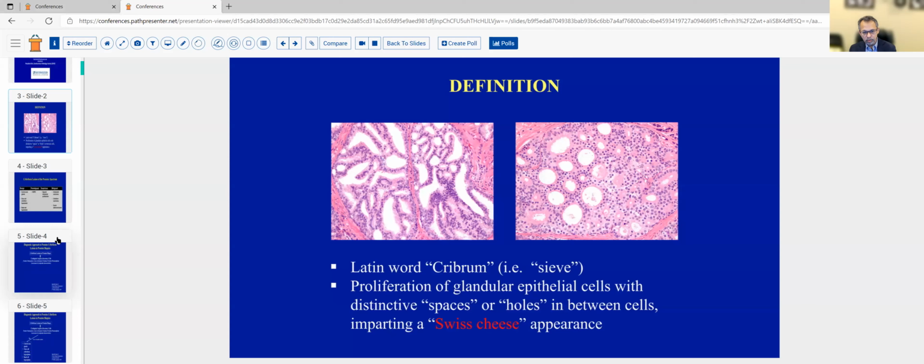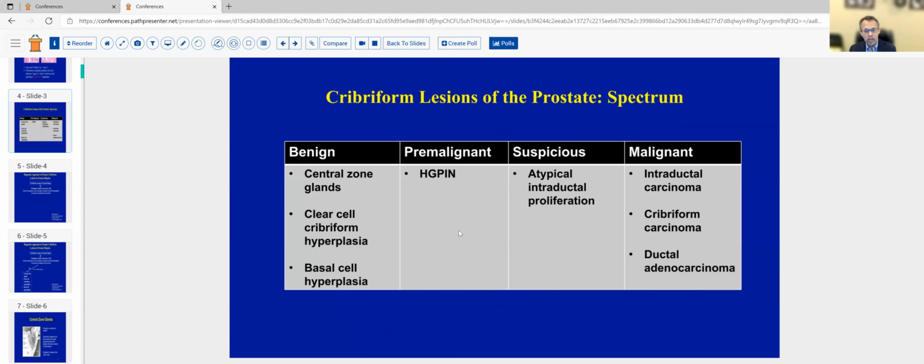First, I will talk about the definition. The word cribriform gland is derived from the Latin word cribrum, meaning sieve-like. In this particular process, glandular epithelial cells form lumen-spanning proliferation with distinct holes and punches between the cells, imparting a Swiss cheese appearance as seen in this particular example. There is a broad spectrum of prostatic lesions that can display cribriform architecture, which includes benign, premalignant, suspicious, malignant and biologically aggressive entities, which I have listed here.